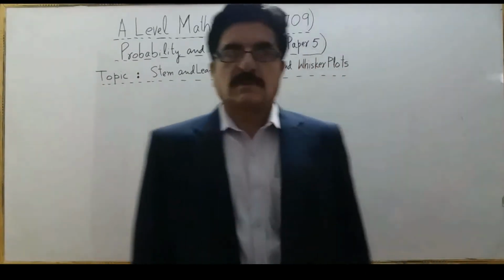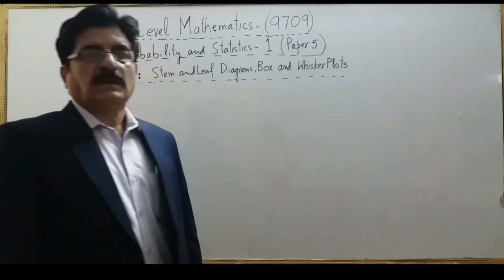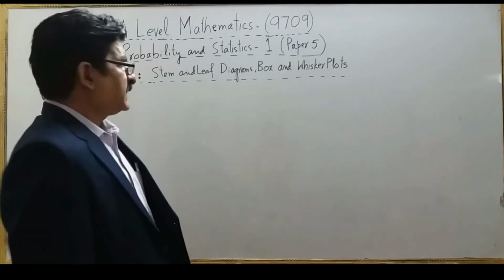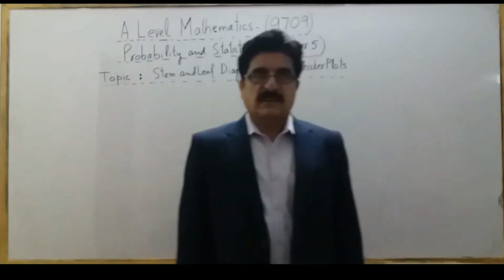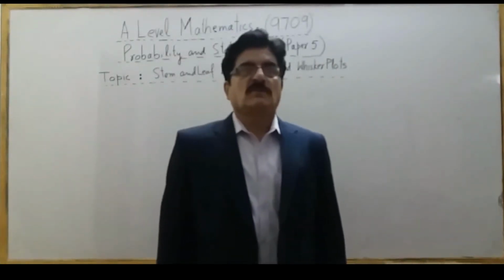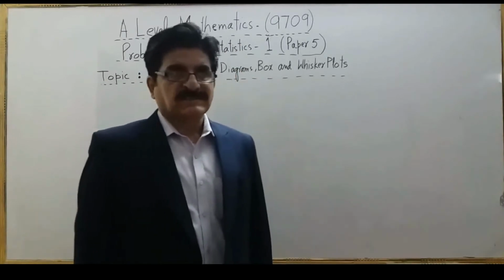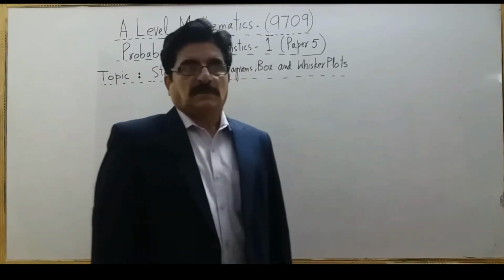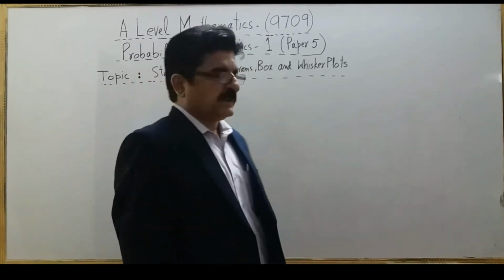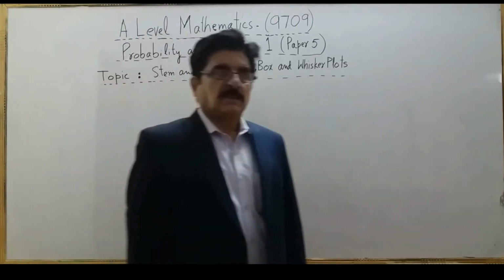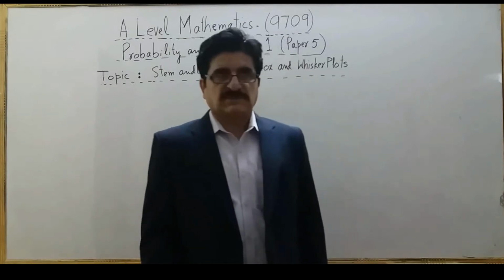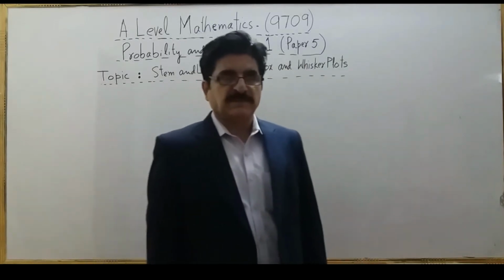We have an optional paper in A-level mathematics, probability and statistics 1. This is now paper 5. Previously it was paper 6. After the change this is paper 5. It has 20% weightage. You have around 7 questions with varying length and marks.